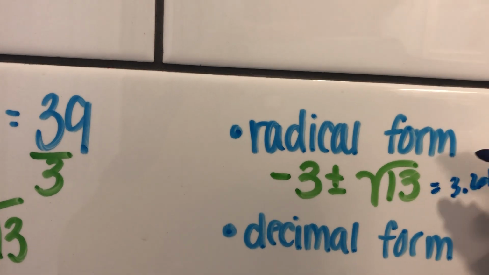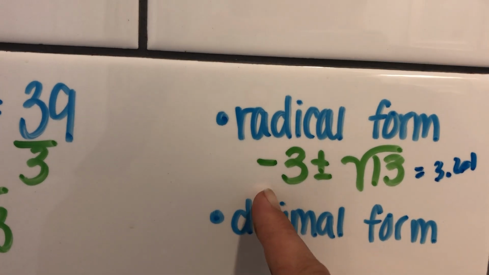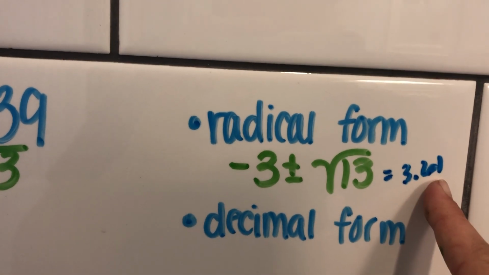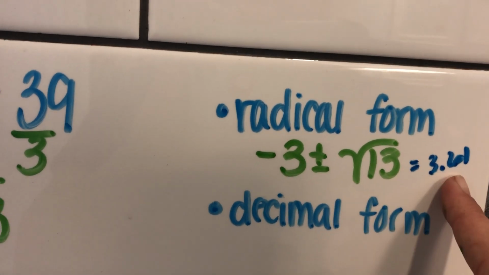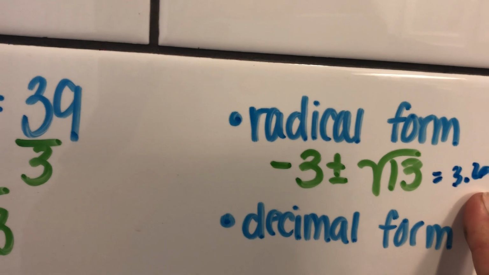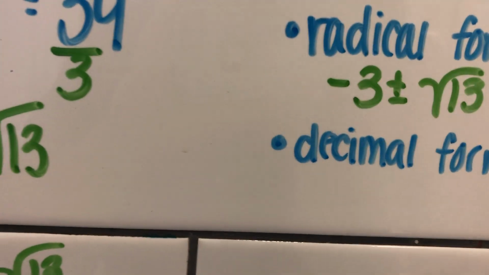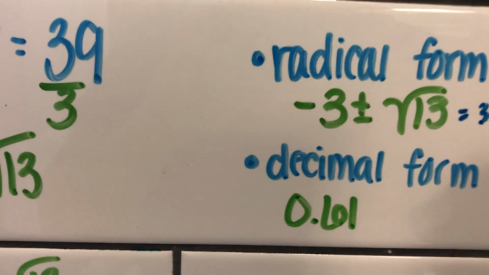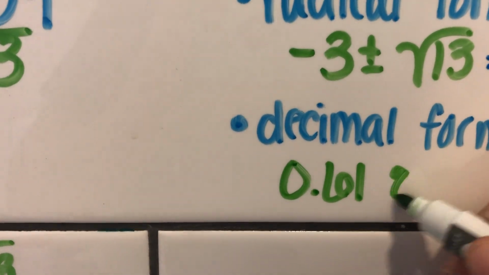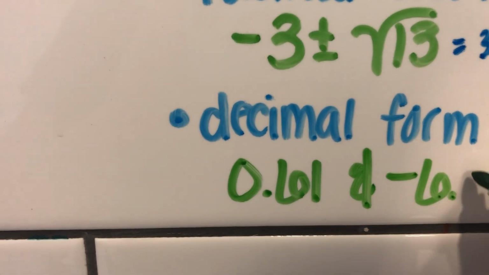Now when I'm going from radical form to decimal form, I'm going to do negative 3 plus 3.61, and I'm going to do negative 3 minus 3.61. Now when I do that, I end up with 0.61, and I end up with negative 6.61.